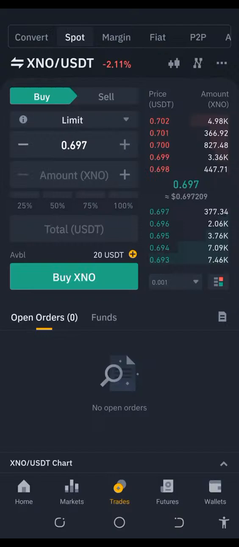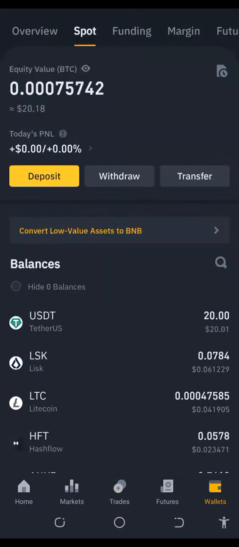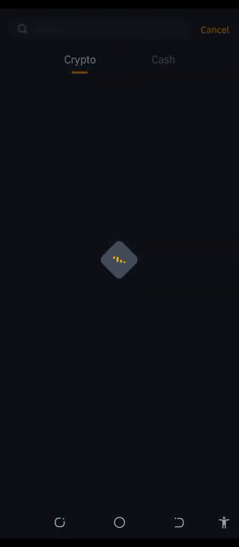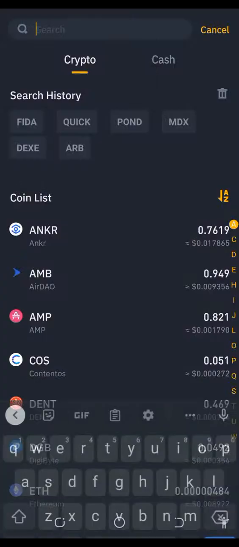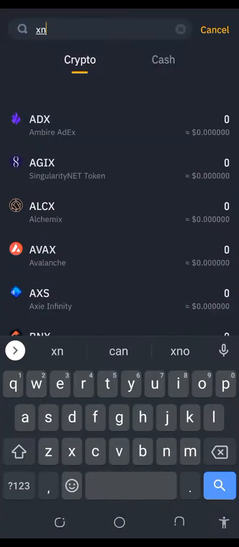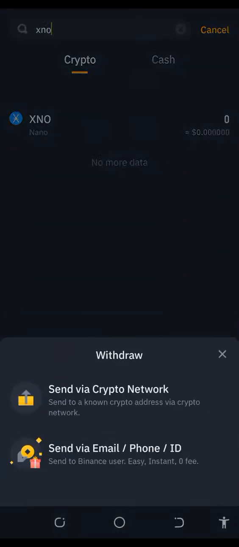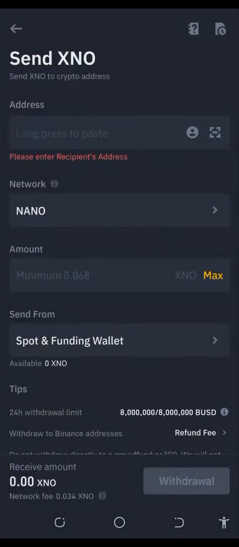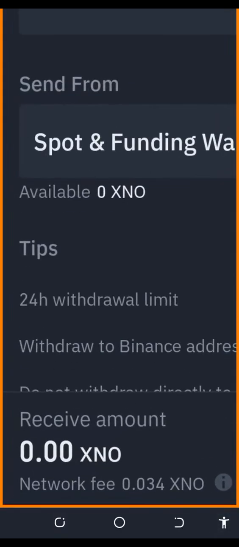All right, so let's click on the withdraw and see whether this is good. Okay, let's check on XNO, and let's see what the withdrawal network is. Oh, it's also Nano. That's good. So what do we have here? The network fee is 0.034.